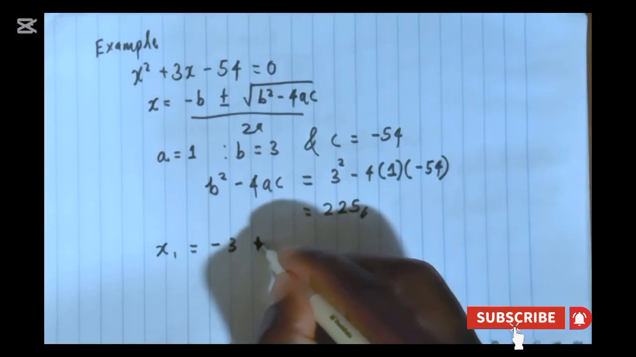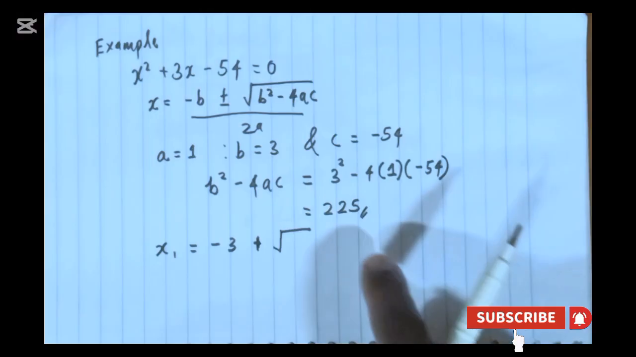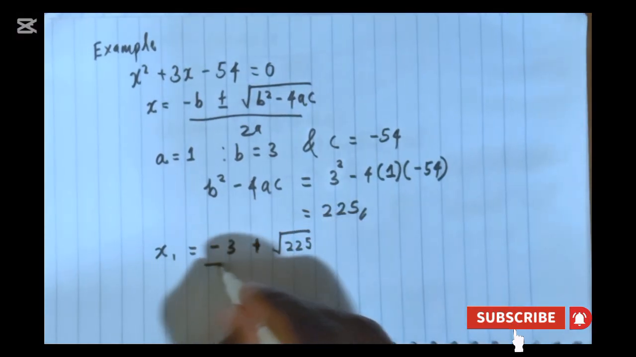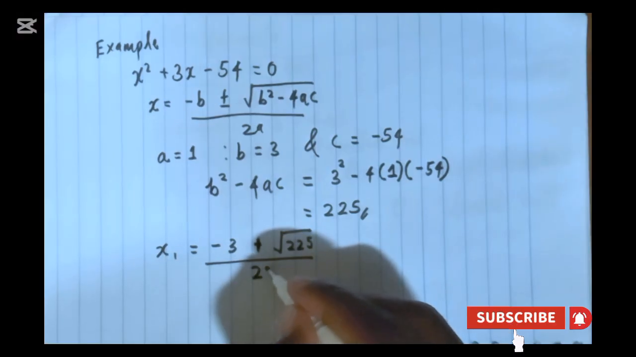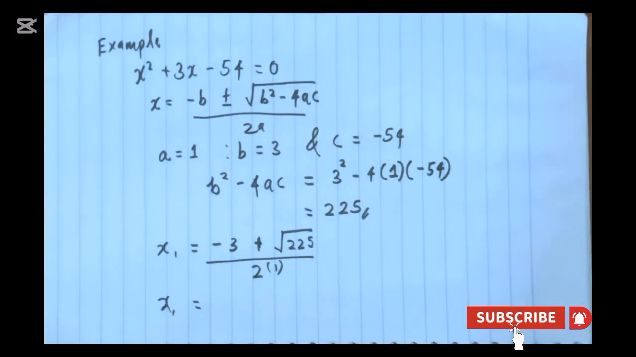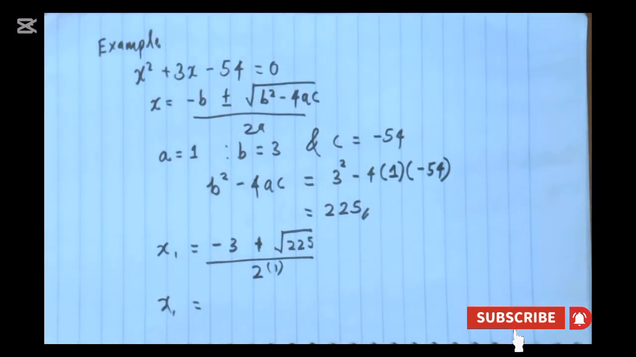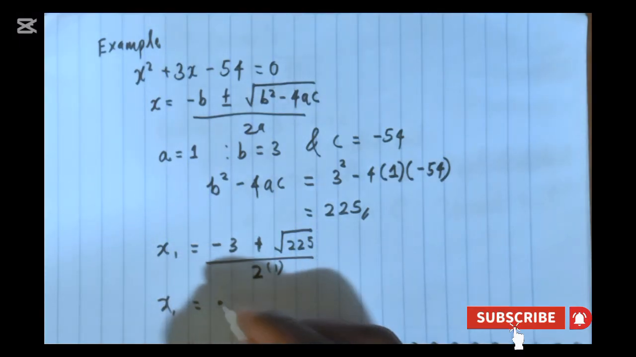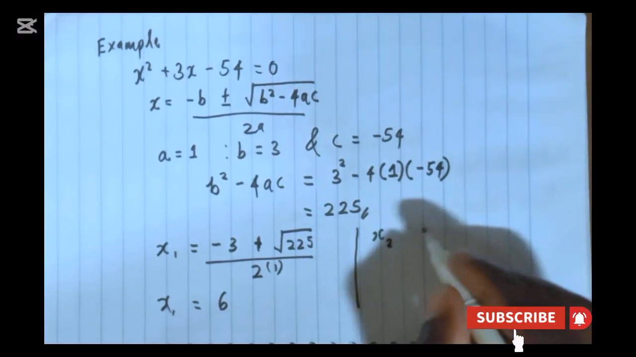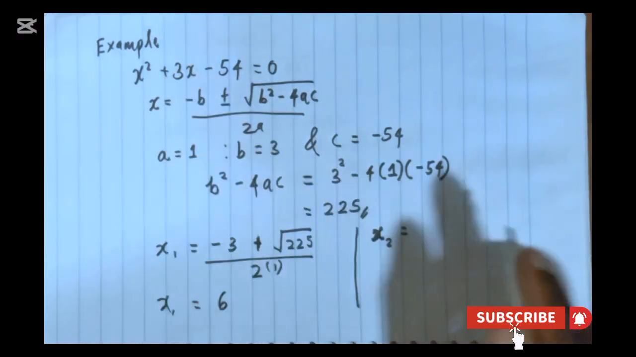Negative b, therefore, will be negative 3 plus the square root of the discriminant. We already found our discriminant to be 225, so we're just going to have it there as 225, all over 2 into a, which is 1. So x1 in this particular case, if you have a calculator, you can do the math, and if you key this in your calculator, you'll find the value of x1 to be equal to 6.